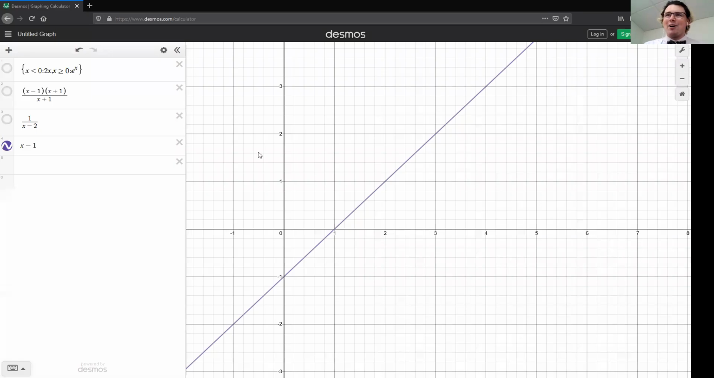So here we are back on Desmos. I've graphed out my x minus 1 function. It's a nice line, it's continuous. Lines are pretty nice examples for these kinds of things. We'll find out soon that that continues to be true as we work through calculus.